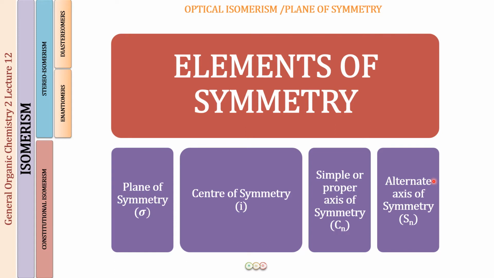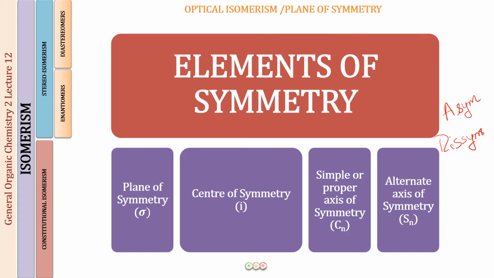Do not worry about that, but just have a brief understanding. So if I have a molecule which does not have any of these 4 elements, it is going to be asymmetrical. And if a molecule has any one of these elements of symmetry, yet the molecule is a chiral molecule, we call it a dissymmetrical molecule. So, asymmetry and dissymmetry.